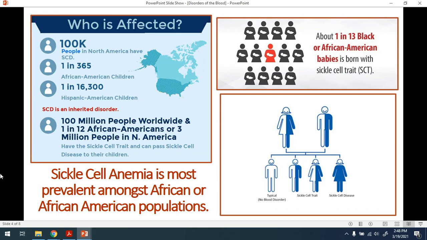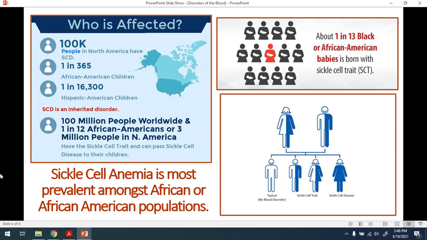On the bottom right-hand side of the screen, you can see where two parents are both carriers of the sickle cell trait. If they were to have 4 children, you can see 1 would be typical, meaning no blood disorder, 2 would carry the sickle cell trait, and 1 would have sickle cell disease, meaning that if both parents are sickle cell trait carriers, there's a 25% chance that they will have a child with sickle cell anemia.